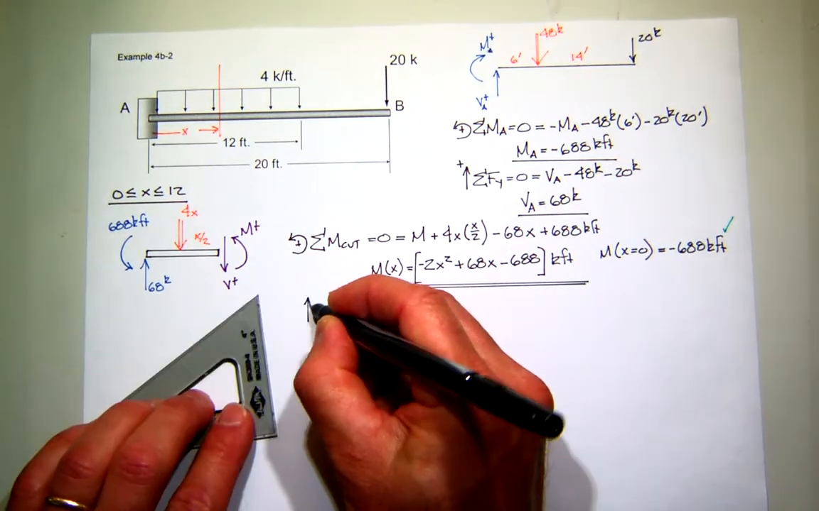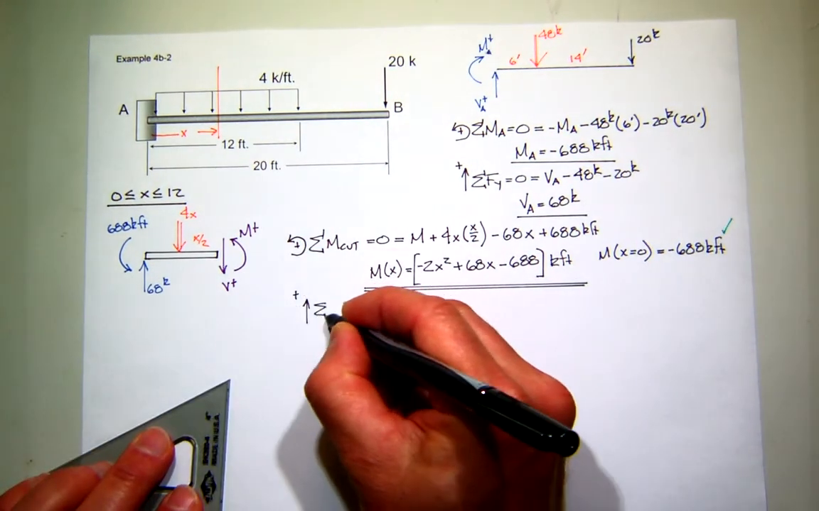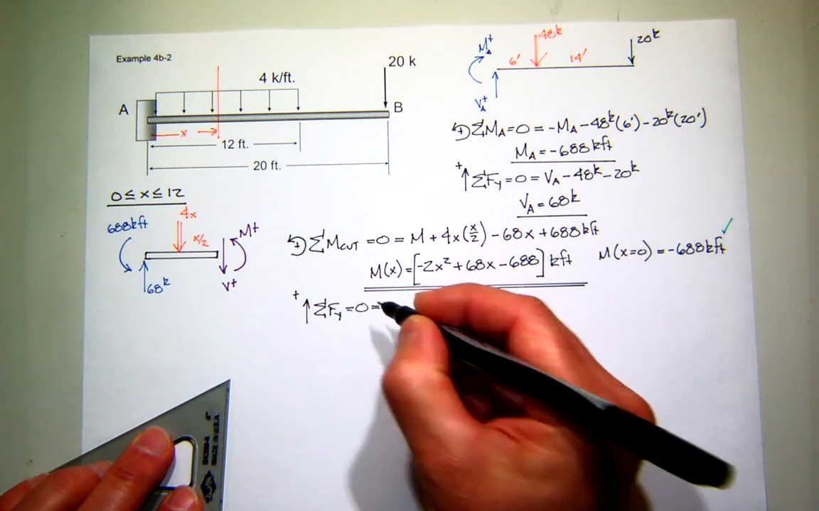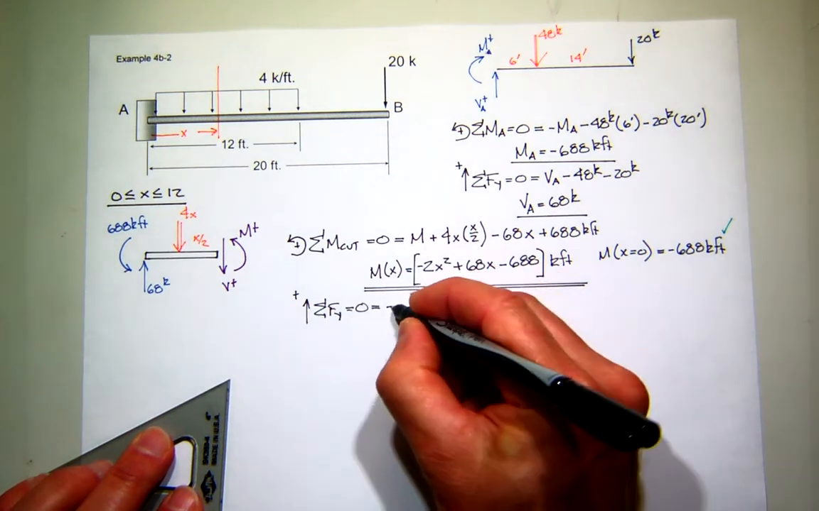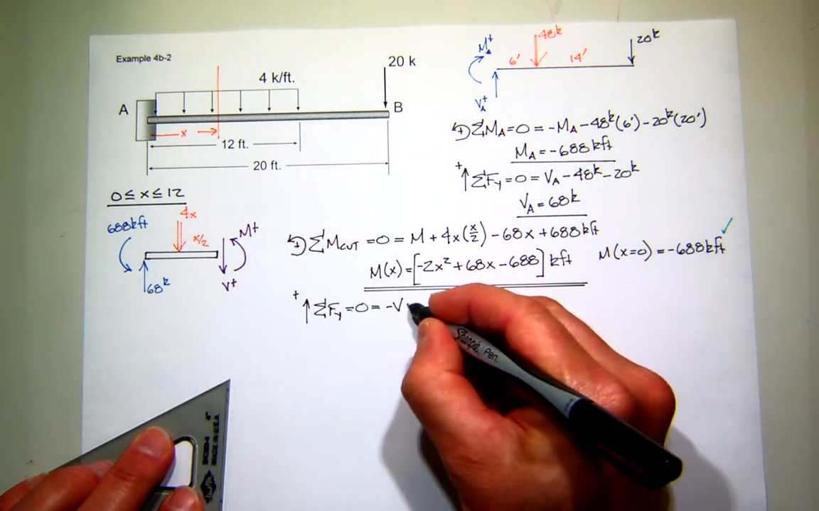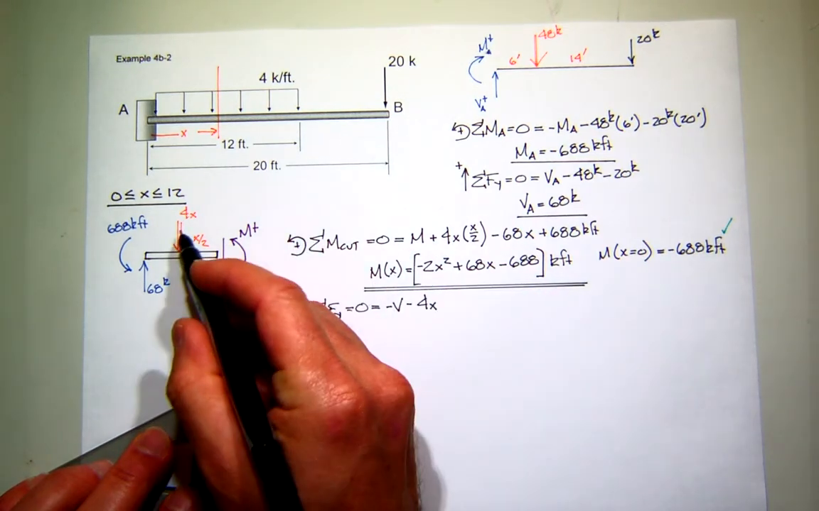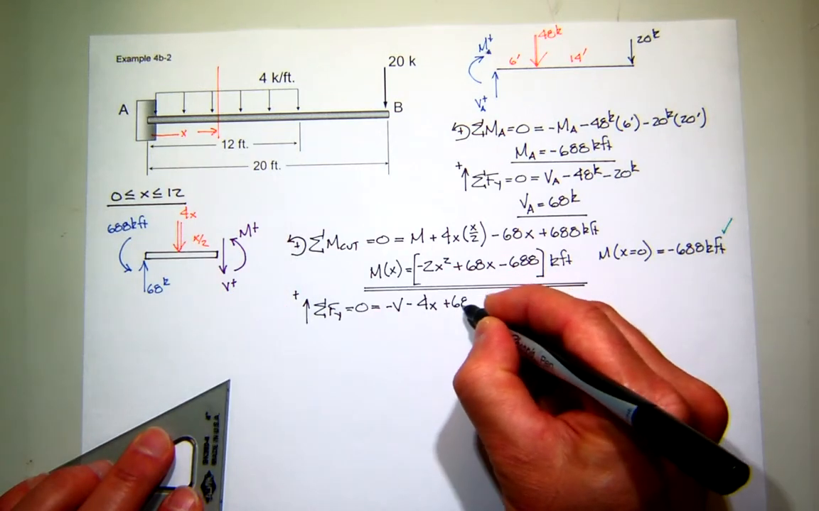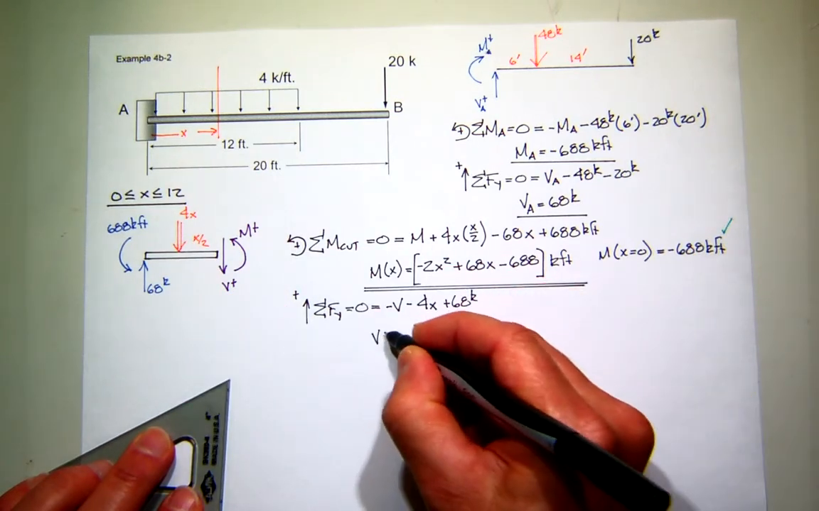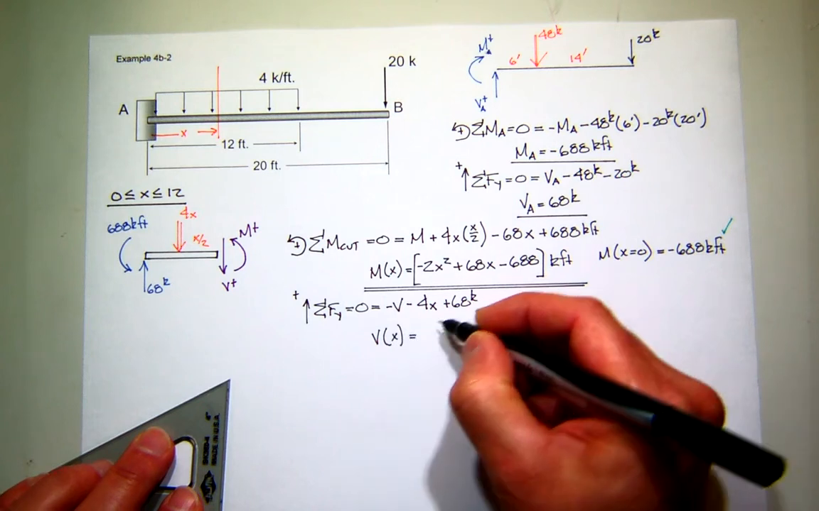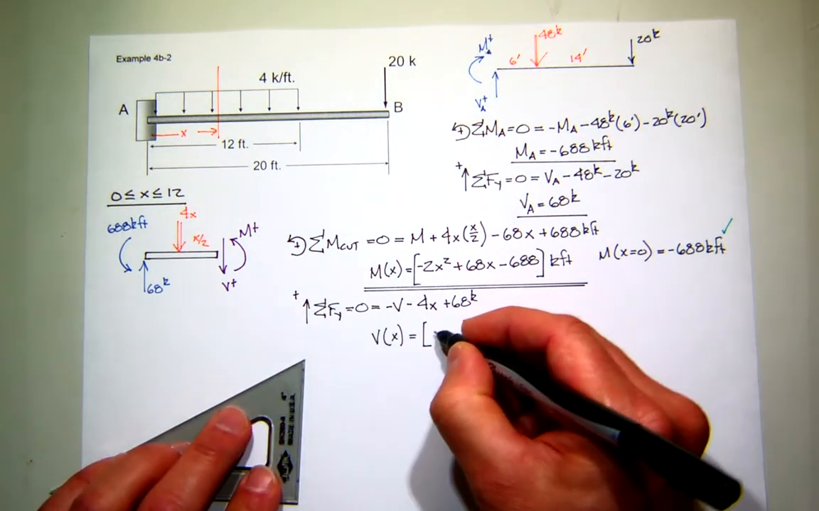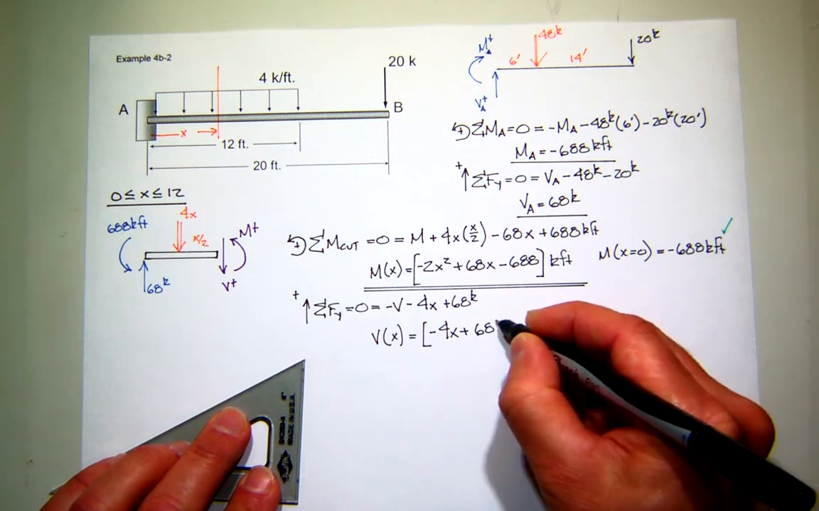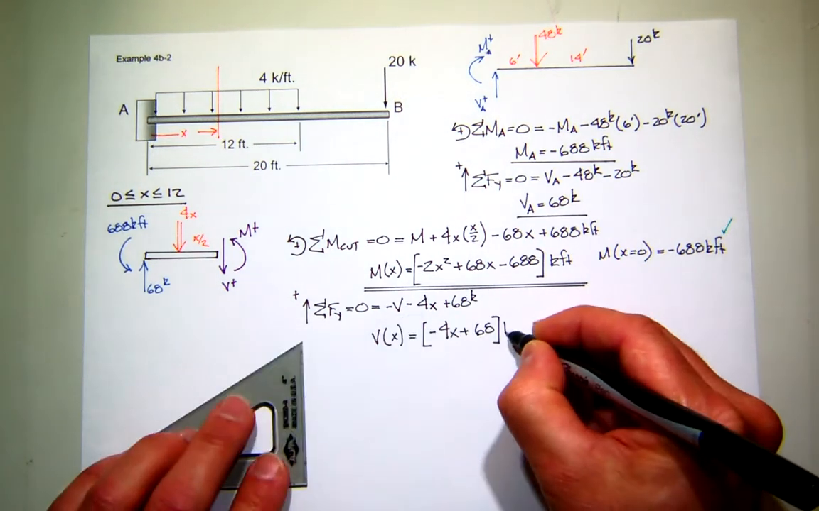So let's go ahead and find the shear now. We'll sum forces in the y direction. So the shear force is acting down, minus V. Our 4 kip force is down. 4x force is down. And our 68 kip force is up. So it looks like the shear as a function of x is equal to negative 4x plus 68. And that's kips.